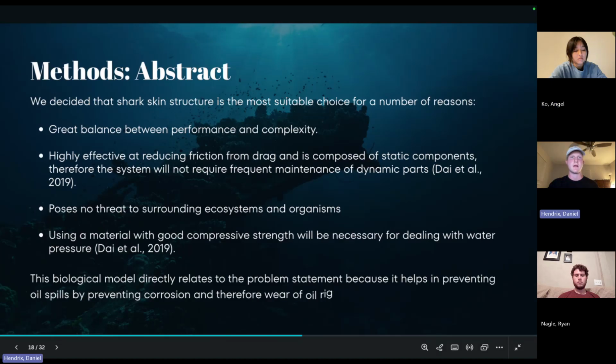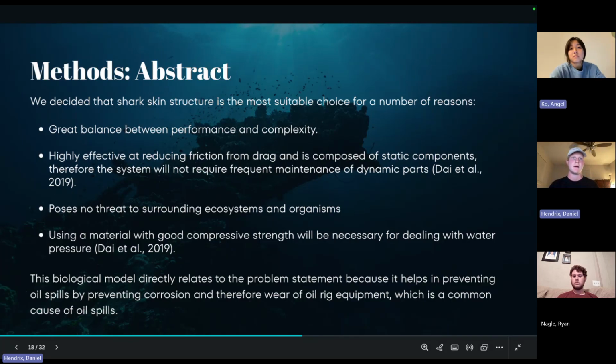So after looking at all of those, we've decided that the shark skin model would be the most suitable choice for a couple of reasons. So overall, it seems to be a good balance between performance and complexity. It's highly effective at reducing friction from water against pipes, and at the same time, it doesn't contain a bunch of complex or moving parts that would likely require maintenance and extra money down the road, unlike some other designs. Additionally, and importantly, this poses no threat to the surrounding environment or organisms. And additionally, the high compressive strength is going to be an added benefit, as many of these pipes would likely be very deep underwater where there's a lot of water pressure.